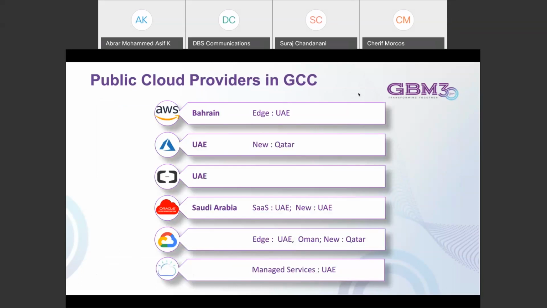Just a quick roundup on what's happening in the GCC region across the major cloud providers. We have AWS with a point of delivery in Bahrain. We have 3 data centers there and an edge in UAE. We have Azure with point of delivery in UAE and an announced point of delivery in Qatar. Alibaba has a delivery in UAE. IBM has a point of delivery in UAE, but predominantly from a managed cloud perspective. It is not really an infrastructure as a service, but a managed cloud service. And then we see offerings from Google and Oracle, which are across the SaaS environment in UAE and in Saudi Arabia.